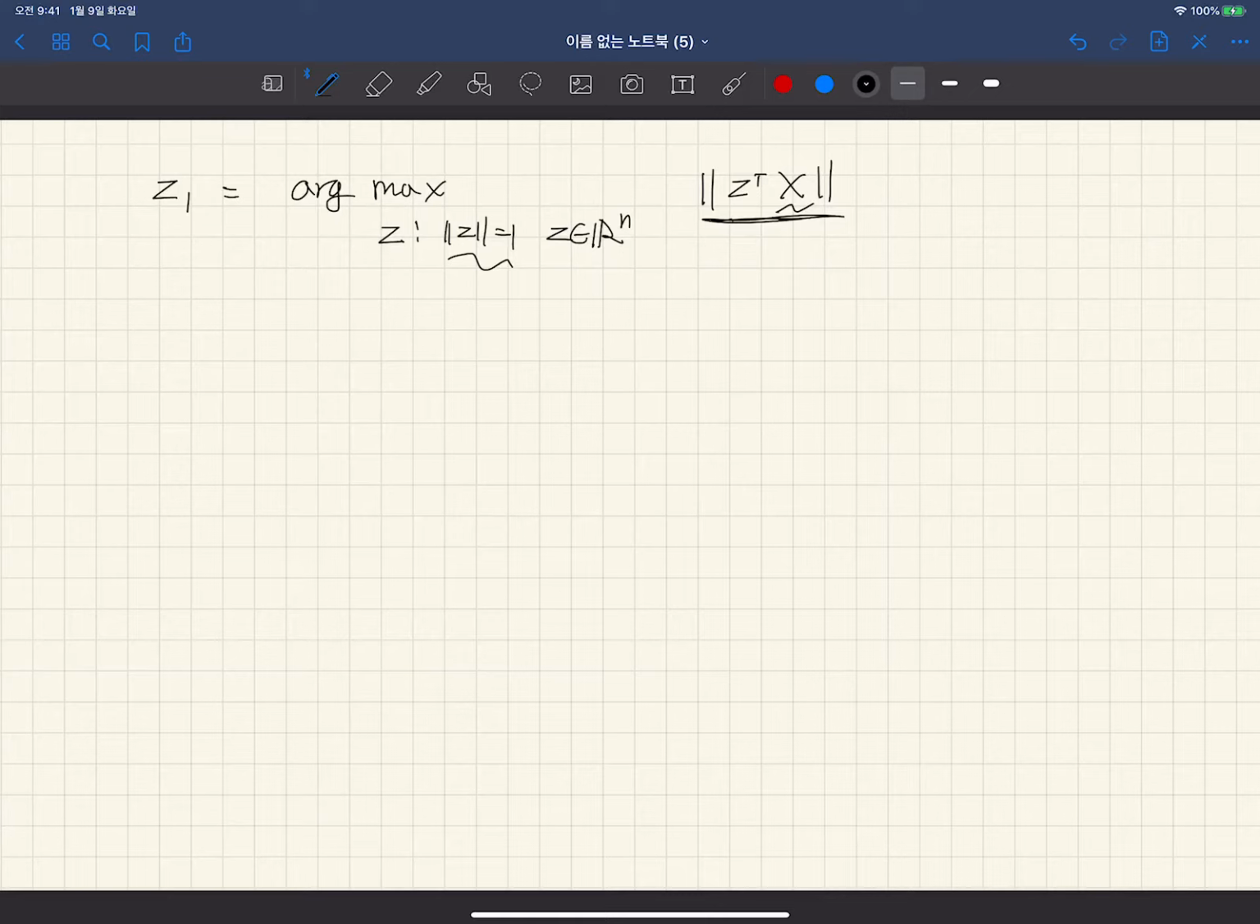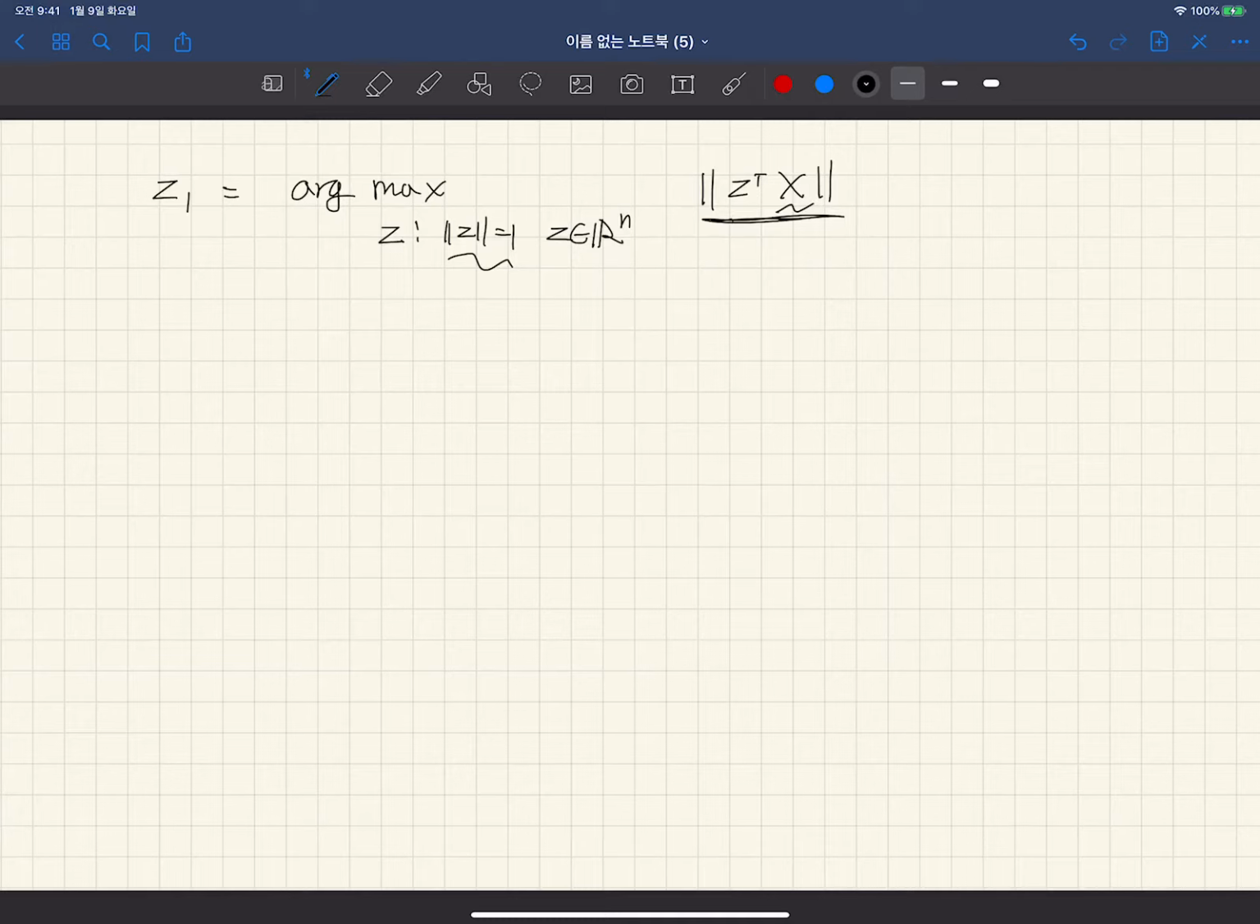The largest variance means: when you project all your columns to one single dimensional space, how can you keep the variance of your columns of X as much as possible? That is the definition of the first principal component. The first principal component is the direction among n-dimensional Euclidean space that keeps the largest variance of your original input matrix X.